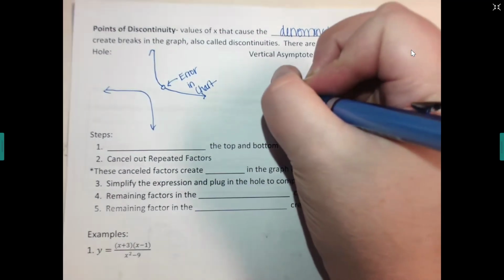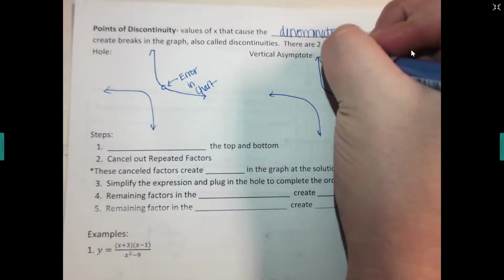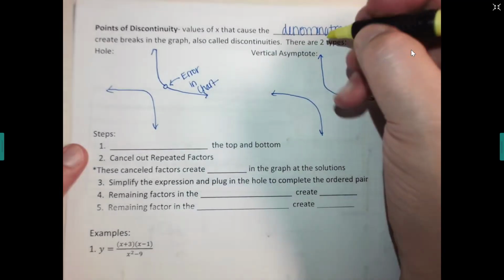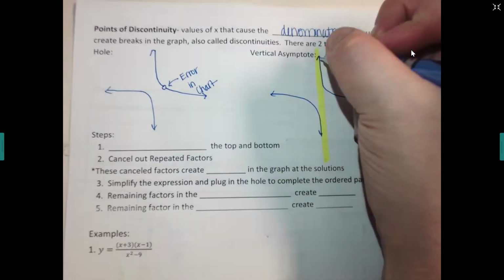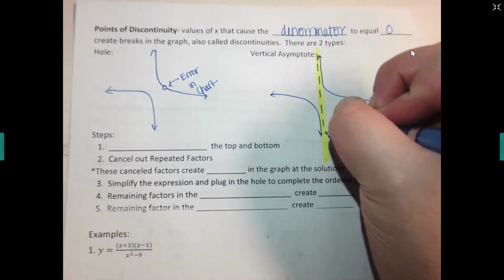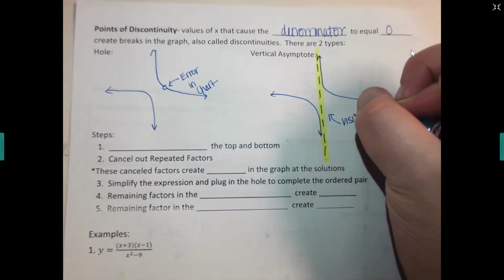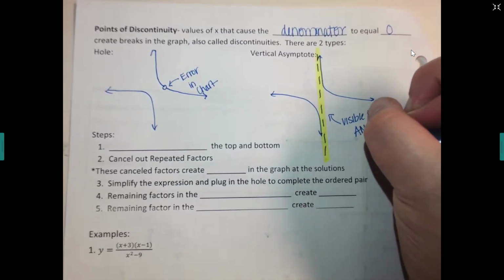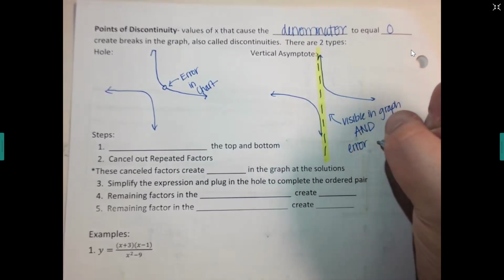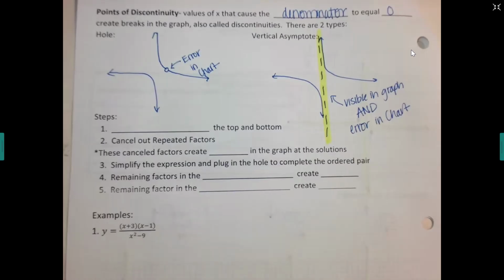The other type is a vertical asymptote. Redraw the same picture that you just drew. The vertical asymptote is the line that you can't touch right here. And that is going to be visible in the graph, and it's going to be an error in the chart. And I'll show you what I mean by that in a little bit.